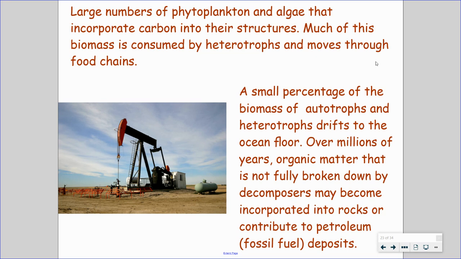Now, the cool thing about the carbon found in the ocean is that large numbers of phytoplankton, that is plants and algae, can incorporate this carbon into their structures. Then when heterotrophs consume those different types of food, that carbon can move through the food chains. Another part of this is that over millions of years, as things decompose and break down, they get incorporated into rock, becoming sedimentary rock, and get pushed down and pushed down. Eventually, we can make fossil fuels and deposits with fossil fuels having carbon. That's another interesting fact about carbon.